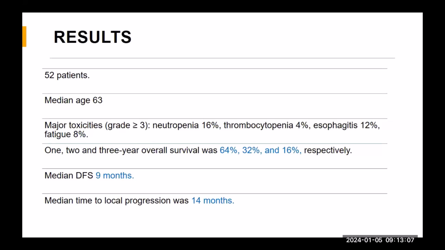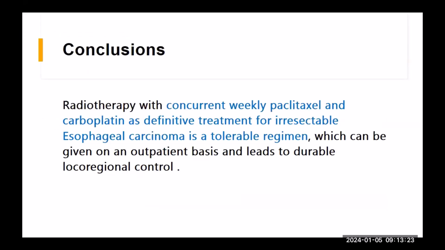Total 52 patients, median age was 63. The 1, 2 and 3 year survival were 64%, 32% and 16% respectively. Median DFS was 9 months and median time to local progression was 14 months. The major toxicity includes neutropenia, thrombocytopenia, esophagitis and fatigue. So they concluded radiotherapy with concurrent weekly paclitaxel and carboplatin as definitive treatment for irresectable esophageal cancer is a tolerable regimen which can be given on an outpatient basis and leads to a durable local regional control.